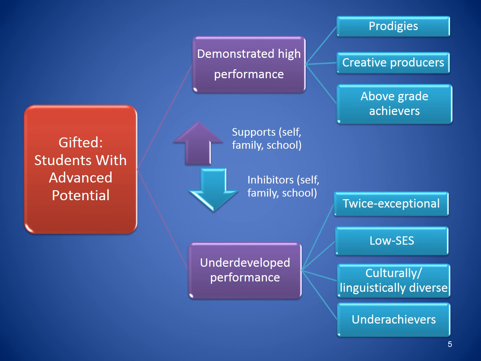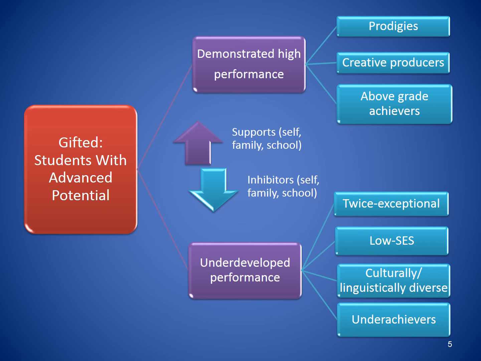This diagram illustrates the variety in the type of students who may be identified as having advanced potential. Even though they may have that potential in common, their levels of achievement may vary quite a bit. For example, you may have one group of students whom we might label as having demonstrated high performance. That group of students will consist of different types of achievers.